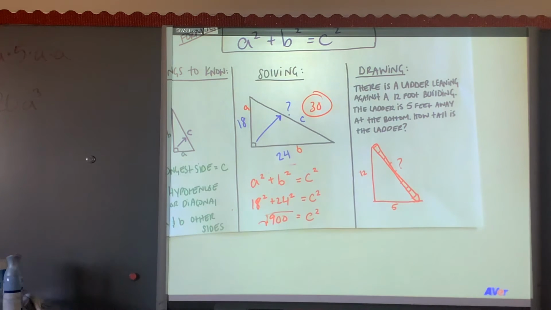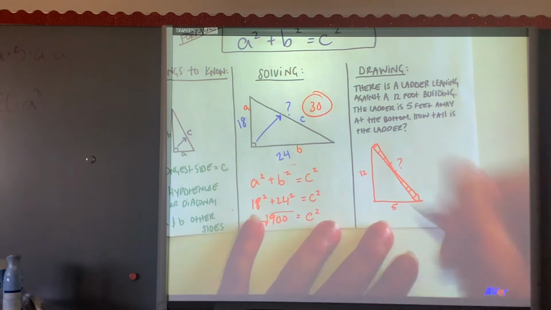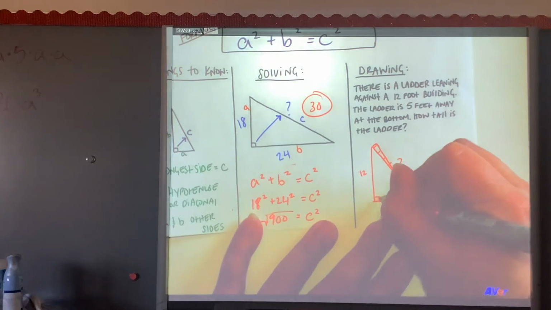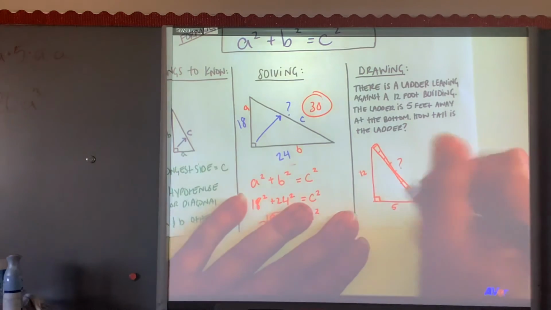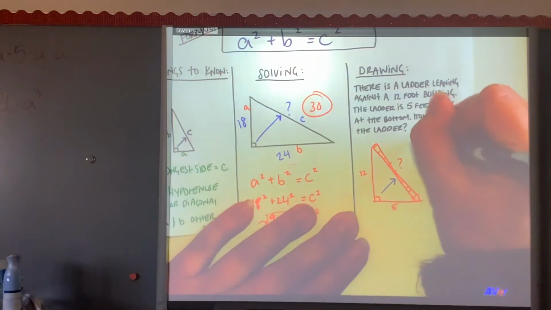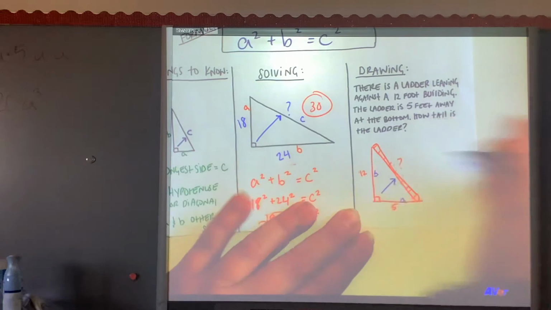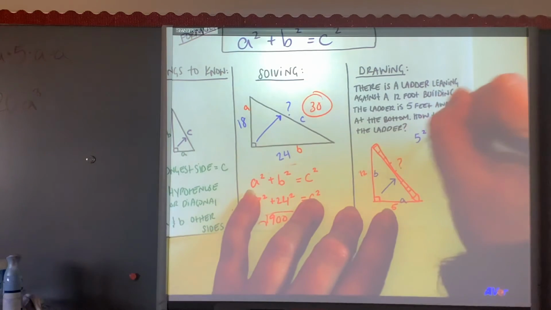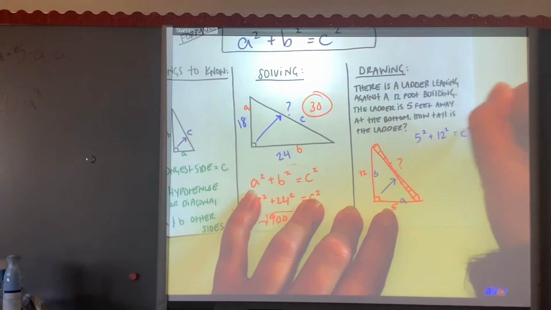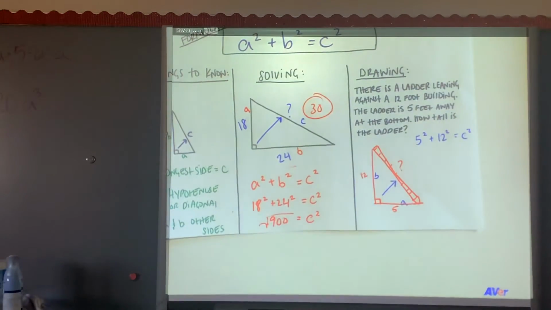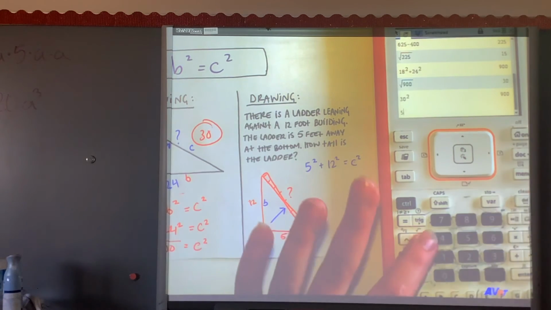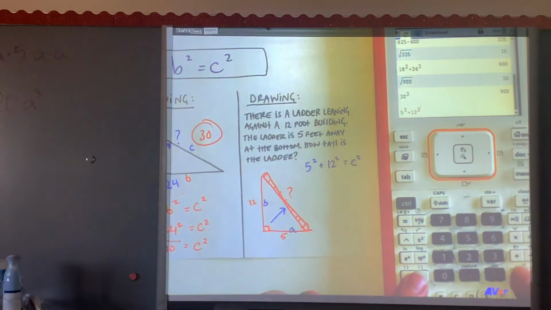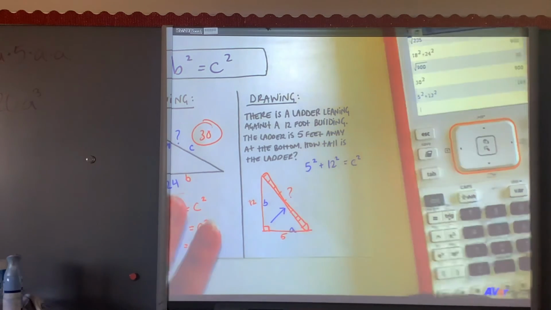So I'm going to use my life skills and realize that buildings stand straight up, so that must make a right angle. And I know that my C is always across from the right angle. So this can be A, and this can be B. I now have 5 squared plus 12 squared equals we don't know squared, which I call C. And again, I can just type this into my calculator. 5 squared plus 12 squared equals 169.